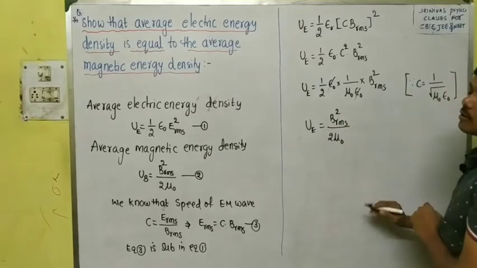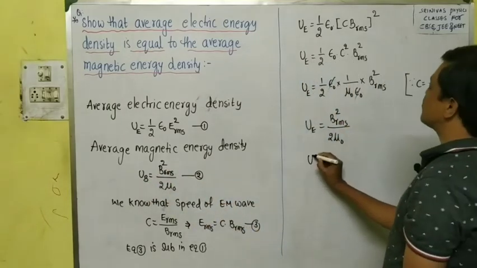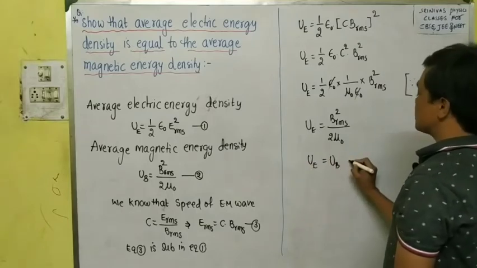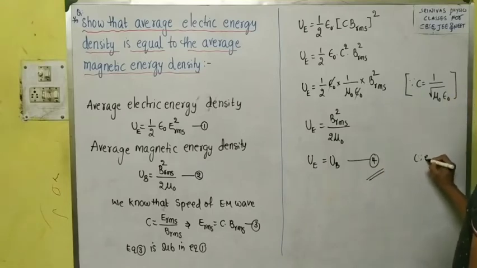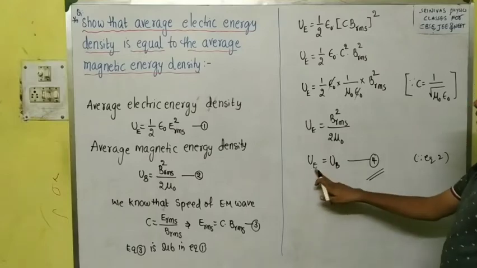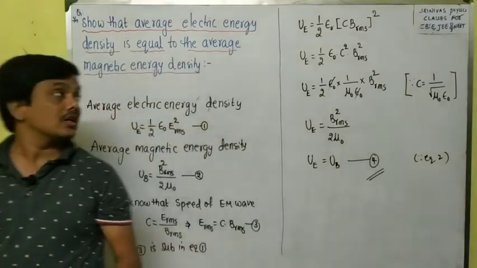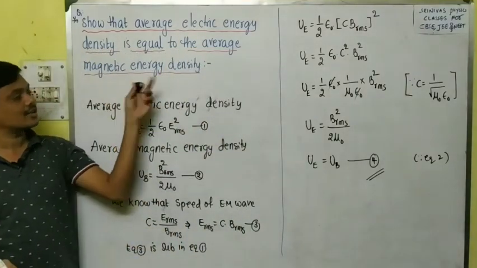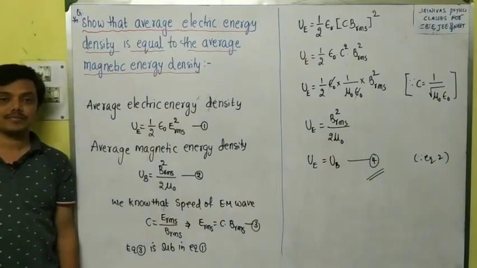This is what from equation 2. B_RMS square by 2 mu naught is U_B. That means we write U_E is equal to U_B. This is equation 4. Right, the proof is completed. That is, electric energy density equal to magnetic energy density. That is only what they are asking in the question, that is, show that average electric energy density is equal to average magnetic energy density. The proof is completed. Very simple, right?